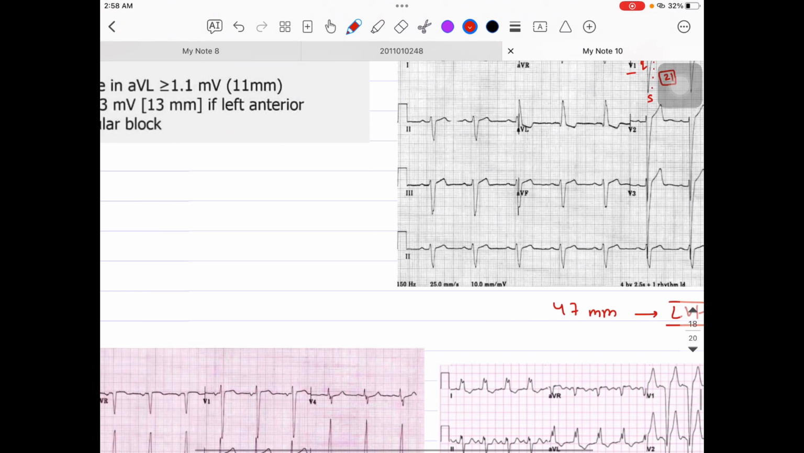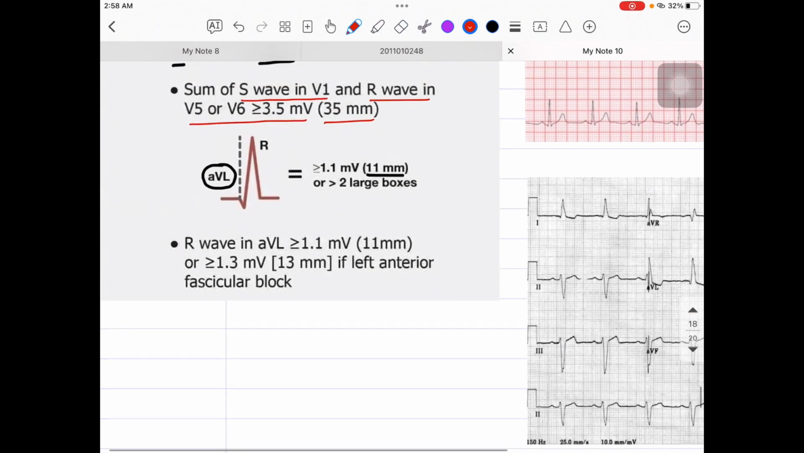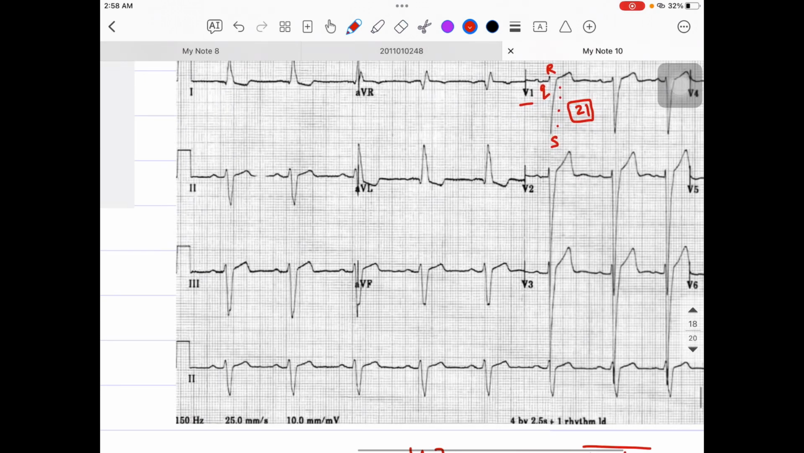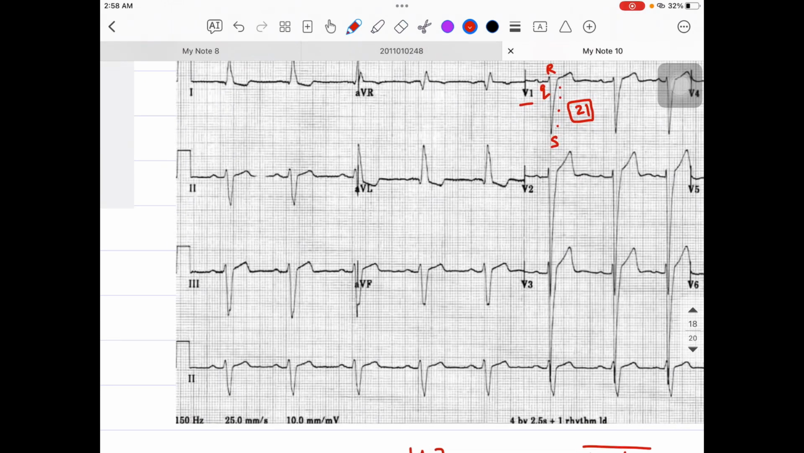One more thing, according to the Sokolow-Lyon criteria, you can also check lead AVL. If the R wave in AVL is crossing more than 2 large boxes, that is equal to or more than 11 mm, then in that case also you can say it is LVH.